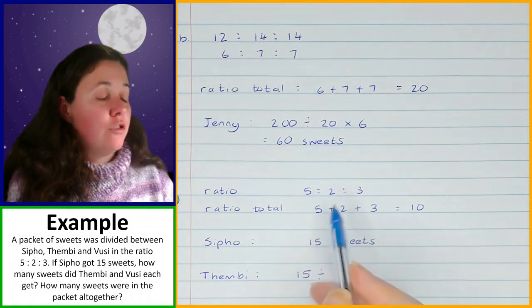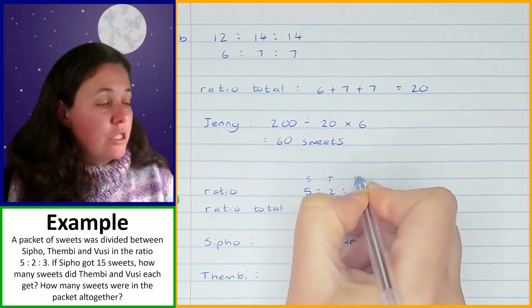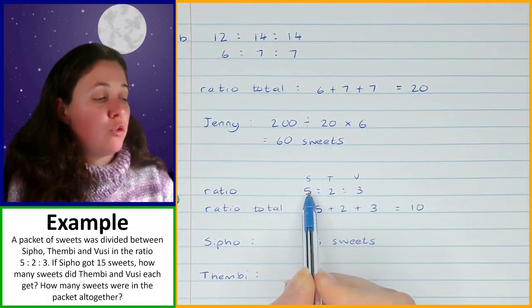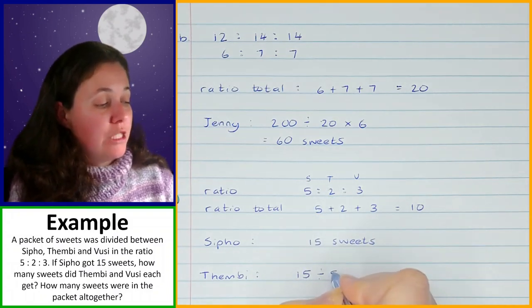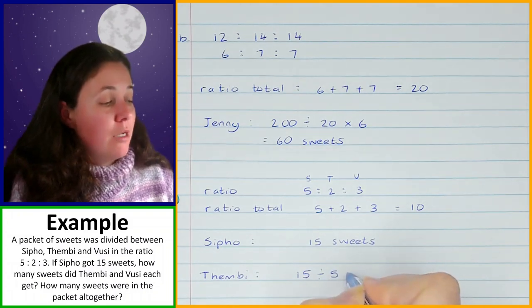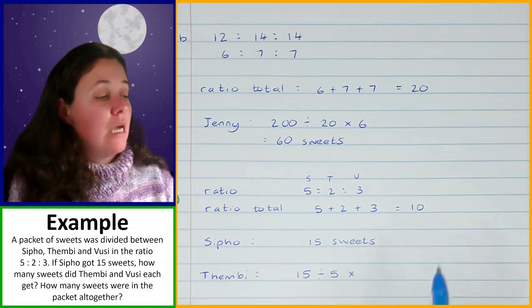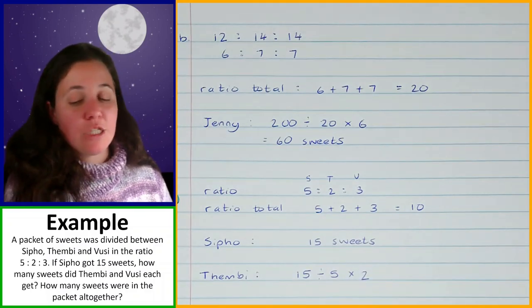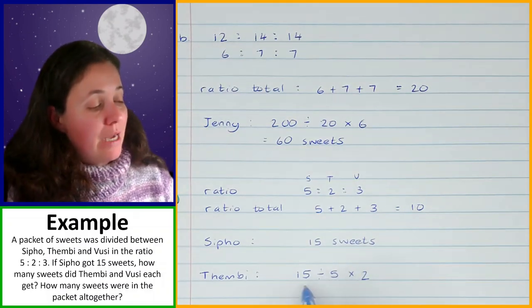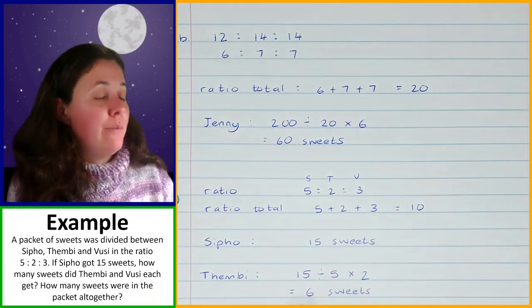So in the ratio, this was Sipho over here, this was Tembi, and this was Vusi. Sipho's part of the ratio was 5. So I'm going to take the 15 and divide by Sipho's part of the ratio, which is 5. And then I'm going to multiply by Tembi's part of the ratio, which is what I now want to find out, which is multiplying by 2. So 15 divided by 5 is 3, times 2 gives me 6 sweets. So Tembi gets 6 sweets.